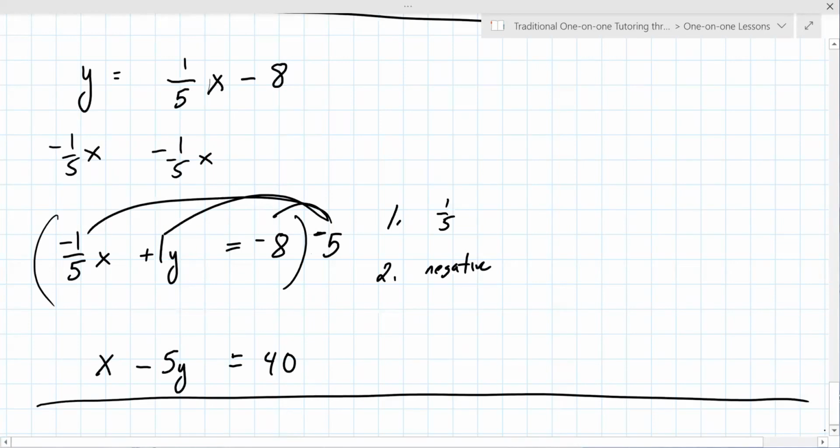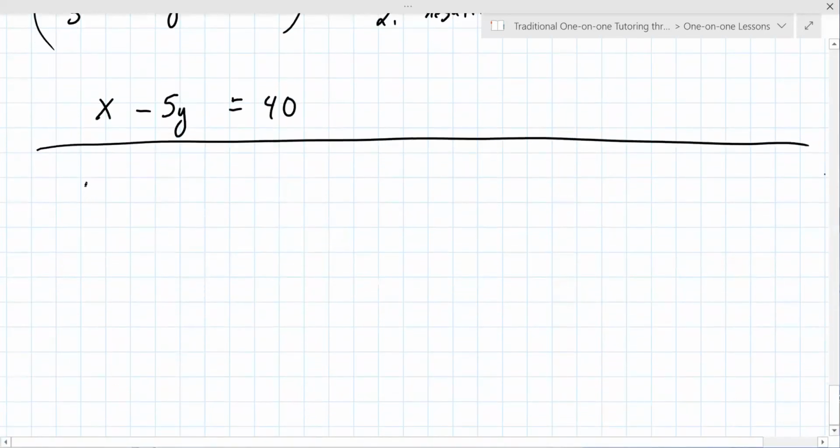All right, so let's try another one here. Let's go y equals 1/4 x minus 7. Do you want to try this one on your own, or do you want me to work through it first? I can try it on my own. Very good.